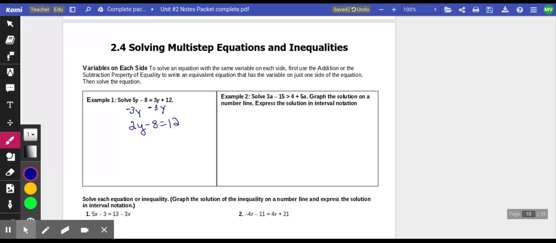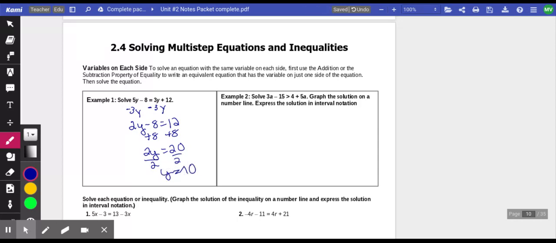And now I have my best friend, a two-step equation. The opposite of minus 8 is add 8. And then I have 2y equals 20. The opposite of multiplying by 2 is to divide by 2. Y equals 10.